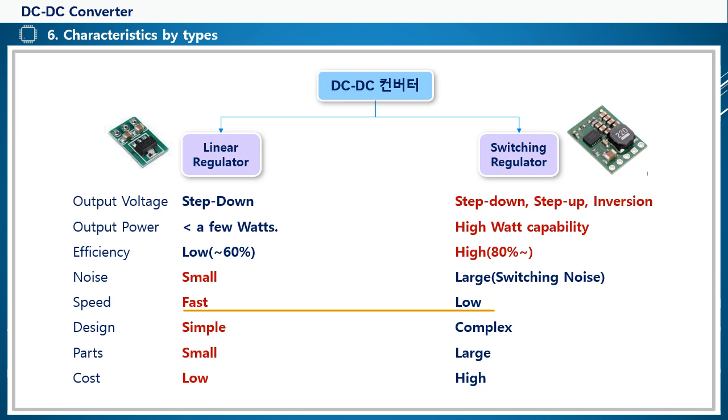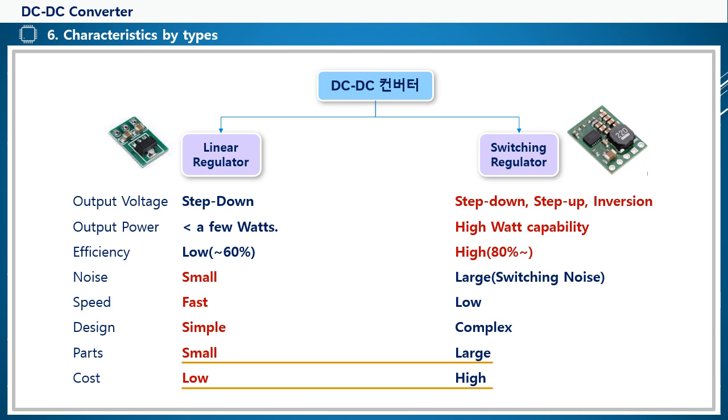Response speed refers to how quickly output is produced after input is received, and linear types are fast. The linear type is simple to design because it only requires an external bypass capacitor, while the switching type is complex because it requires determining the inductor specifications. Therefore, the number of parts is more for the switching type and the circuit cost is more expensive than that of the linear type.